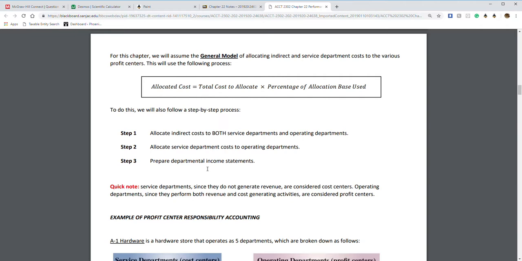And this is basically, we're going to use the following process. The allocated cost is going to equal the total cost to allocate times the percentage of allocation based use. Should be something familiar. Again, that's from prior chapters. We're just showing you it in a different way. So we take it and we change it. That's how we work.